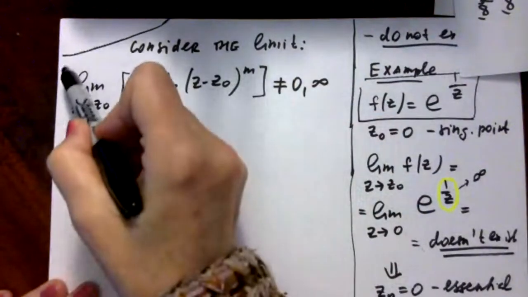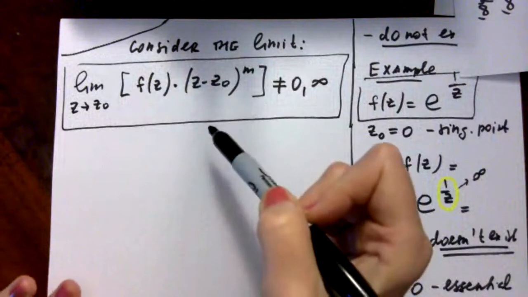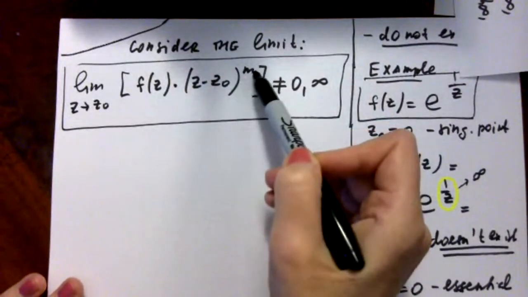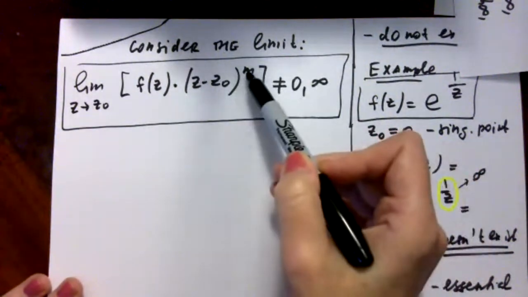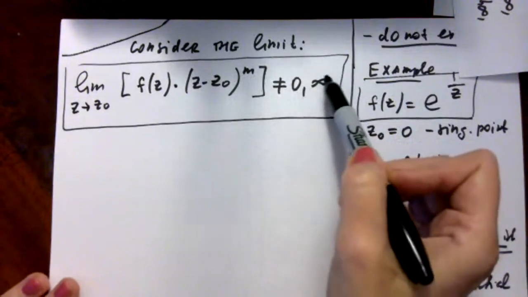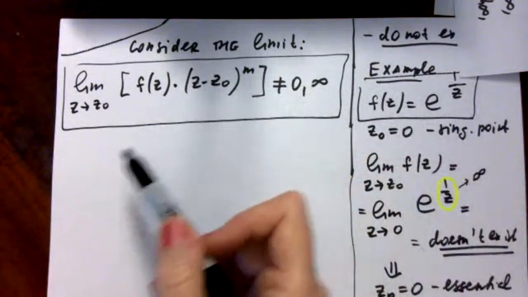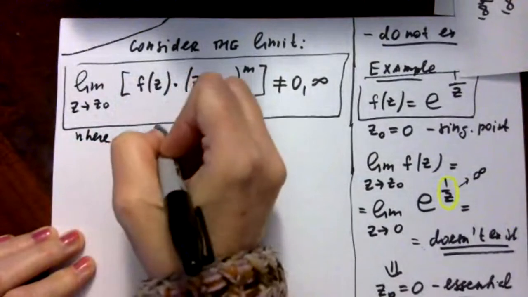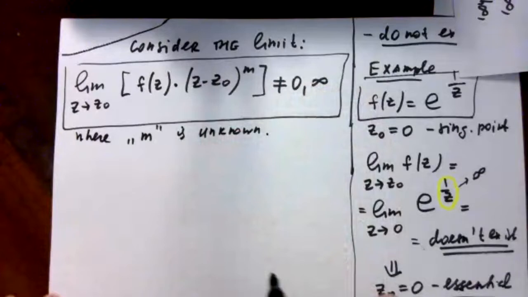So what exactly do you need to do with this limit? You need to play around with m. You need to find such a value of m where this requirement is met. So you need to find the value where you get some decent, good constant here, not 0 and not infinity. And the limit, of course, should exist. It sounds really fancy. Let's write it down. Where m is unknown, the thing you want to determine.